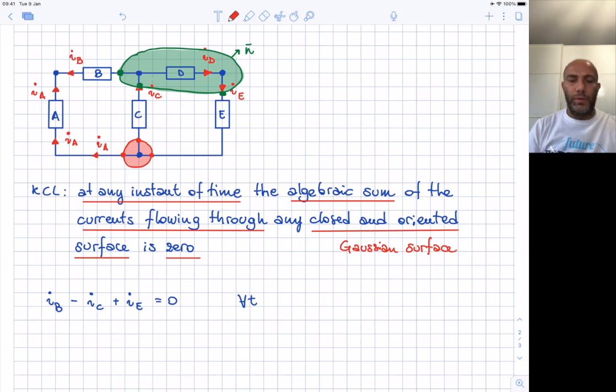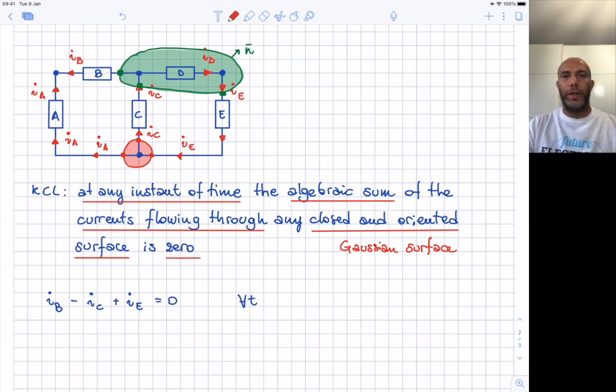The same happens for the component C. The current is flowing through the component C from the bottom to the top, and so this is current IC as well. Finally, for the element E, the current is flowing down, and so this is current IE, and this is current IE as well.